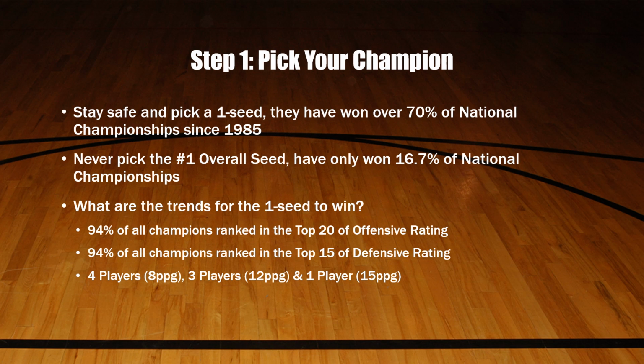Next, and probably the more loose trend, is most champions have 4 players with at least 8 points per game, 3 players with 12 points per game, and 1 player with 15 points per game. Now, this isn't saying that they have 8 guys that can score. The guy who drops 15 points counts as one of the 4 players with at least 8 points per game. Just to make that clear.